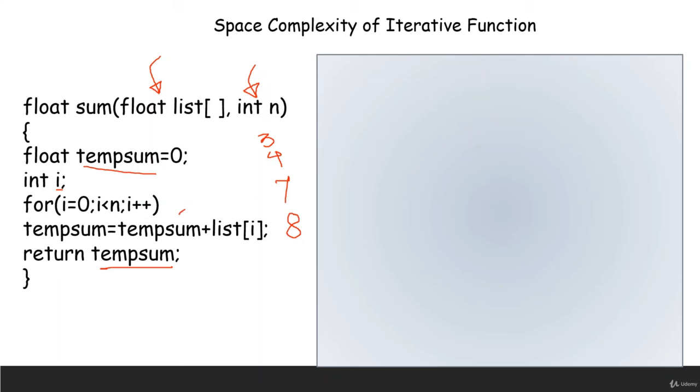First, temp sum is initialized to 0. Now list of i, i equals 0. 0 is less than 4, true. So what will be list of 0? List of 0 will be the first element present there. So it is 3. So 0 plus 3 is 3. It will return 3. Again, now this loop is going to run.